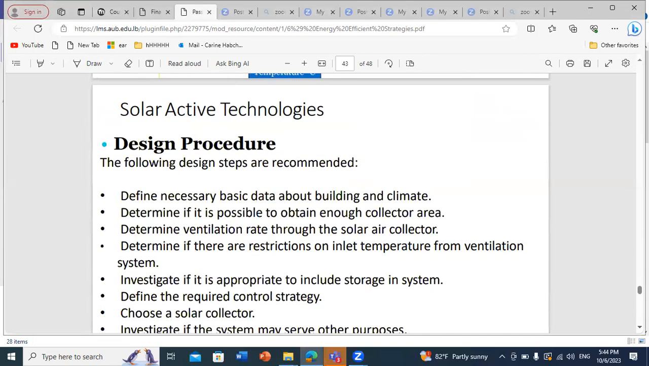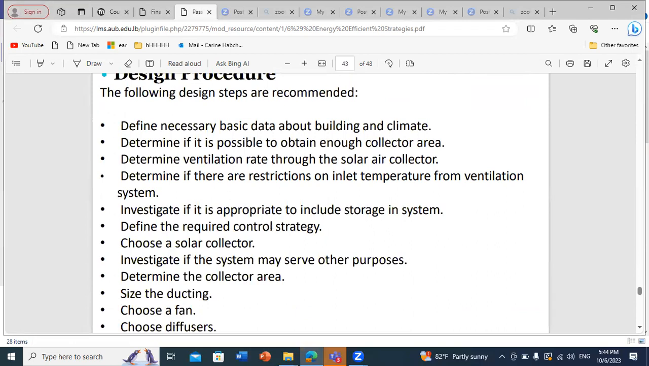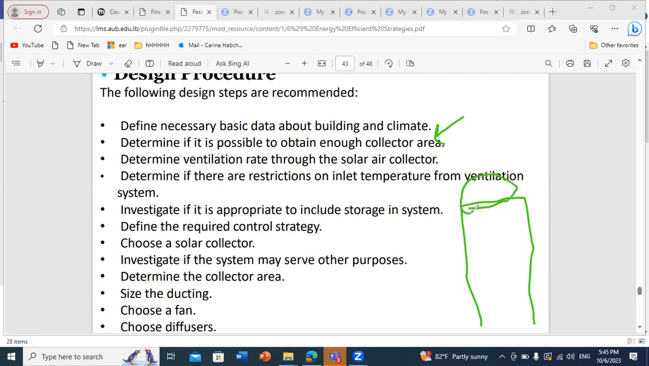Now, concerning the design procedure, after the different issues that we mentioned, whenever we want to go to the design process, we should make sure to define the required data about building and climate. Because it's needed to be able to calculate the heating and cooling loads, we should determine if it's possible to obtain enough collector area. This is a very challenging aspect, especially when we talk about high buildings. Whenever we have several floors, in general, the roof is one of the most appropriate locations for use of PV arrays. And since the roof is common for all of these floors, you have limited area.